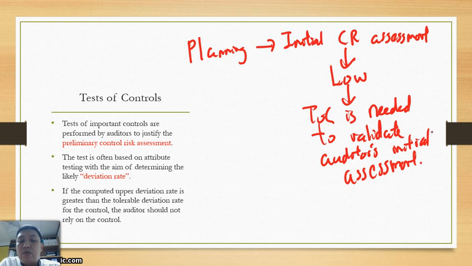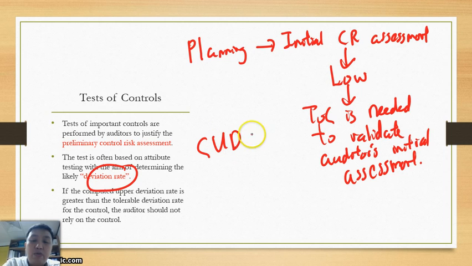When auditors do test of control, they will want to determine what is the deviation rate. Deviation rate means the number of exceptions, i.e. the number of times clients do not follow the control procedures. Based on this deviation rate, auditor will then determine what is the computed upper deviation rate. This means the worst case scenario. That means if you expand the testing based on all the errors you found, what is the maximum number of errors that is likely in the whole population?